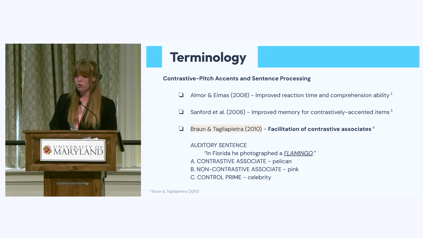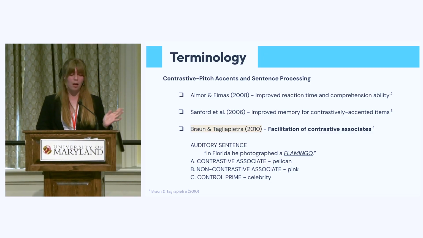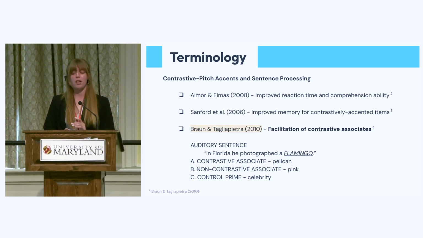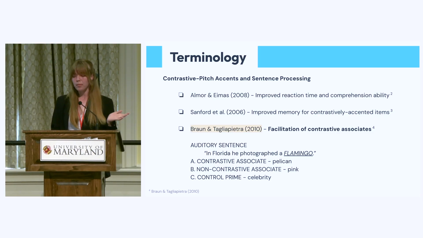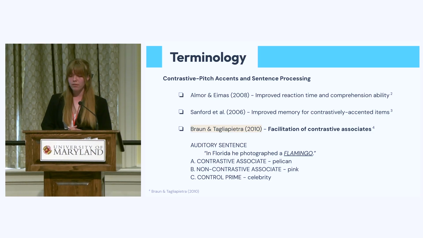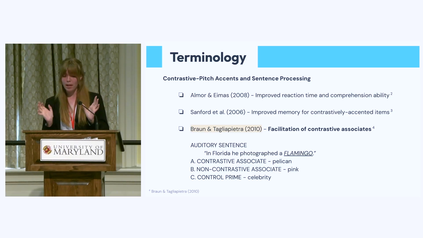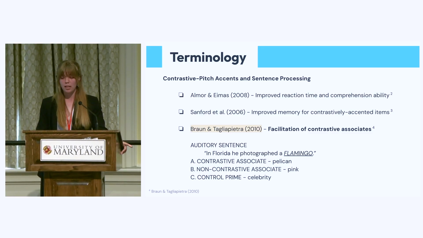Contrastive pitch accents have been shown to benefit processing in L1 speakers. Braun and Tagliapietra in 2010 noted that contrastive accenting of primes drove recognition of contrastive associates in Dutch. So here, they listened to sentences, completed an LDT for various types of words, and then if the participant heard this auditory sentence and then saw the contrastive associate pelican, pelican would be facilitated only when flamingo was contrastively accented. So previous literature here has demonstrated some effects of contrastive pitch accents on various processing and cognitive abilities, from reaction time to memory to facilitation of contrastive associates in lexical decision tasks.